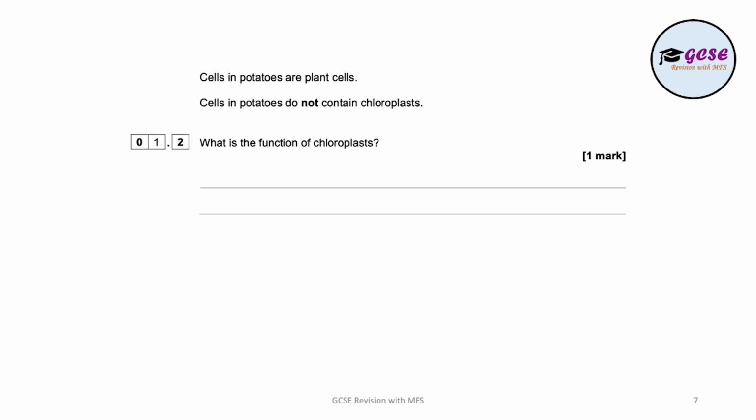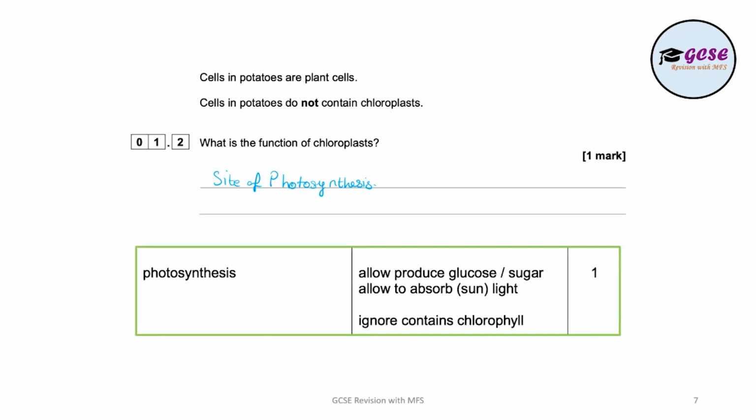Okay, so hopefully you've had to think about it. So remember, chloroplasts are present in plant cells as they are the site of photosynthesis. Okay, if I show you the mock scheme, photosynthesis is all they're asking for. Okay, and we've said site of photosynthesis, which would get you 1 mark. Okay, so that's what the mock scheme actually wants from you.